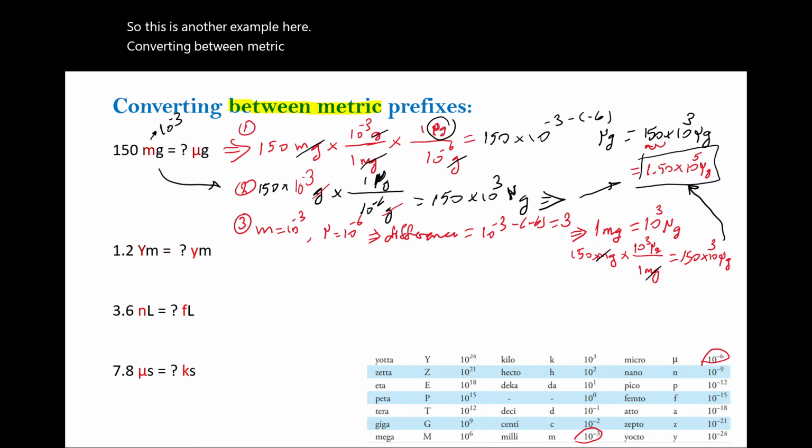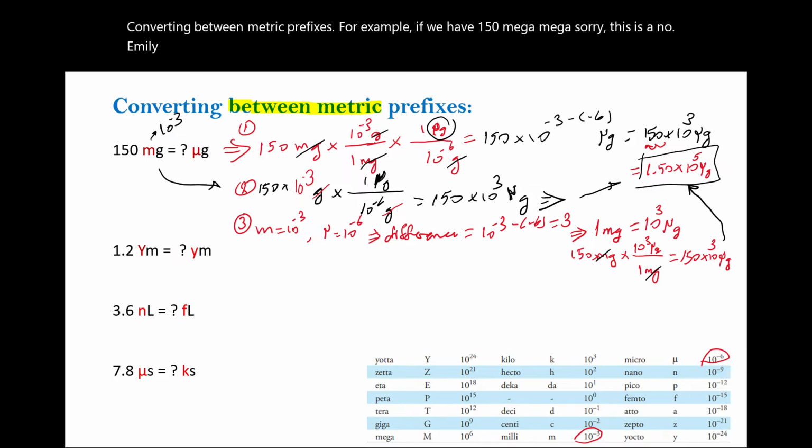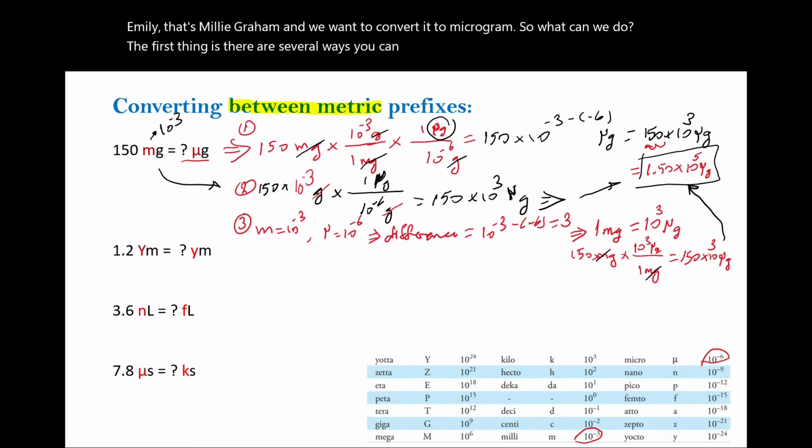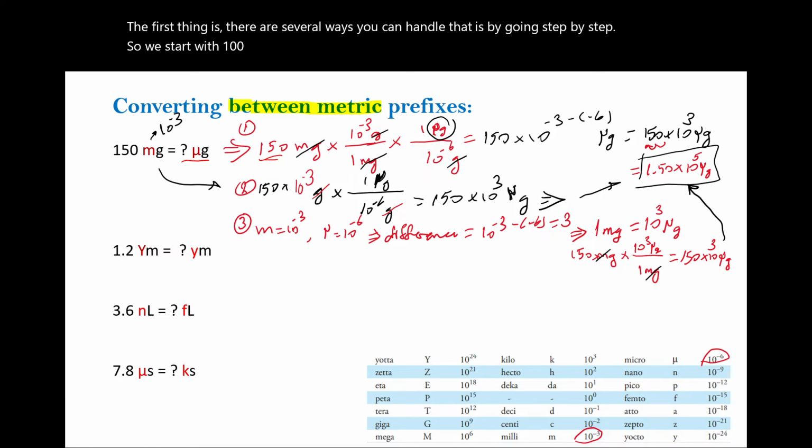For example, if we have 150 milligram, and we want to convert it to microgram, what can we do? There are several ways you can handle that. The first is going step by step. We start with 150 milligram, and then we use a conversion because we know 1 milligram is 10 to negative third grams.